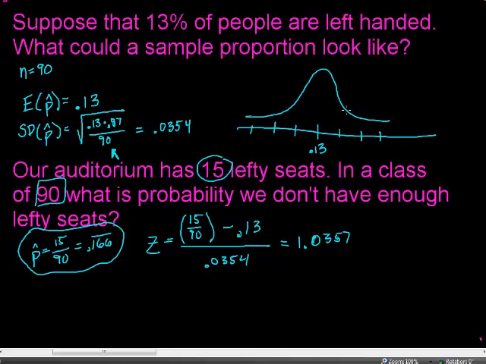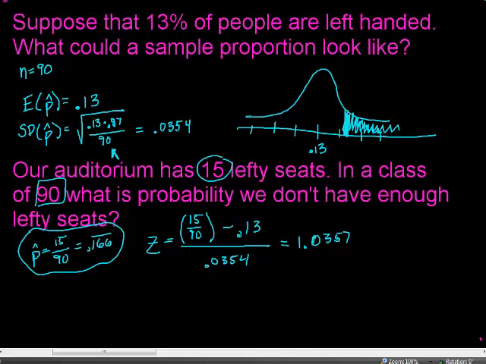So that would be about right here, where I would have 15 out of 90 people, or a proportion of about 16%, be lefties. Now, would that be weird? Well, no, it certainly wouldn't be. That is not an unusually high z-score. So if this actually happened, I would not be shocked. It would just be, hey, samples vary. So I want to find the probability we don't have enough seats. We don't have enough seats would be anything higher than that.